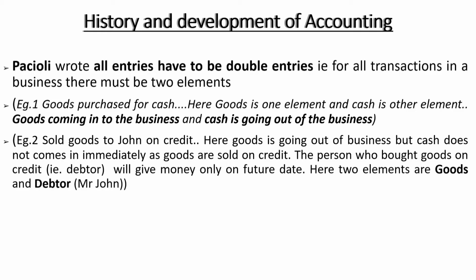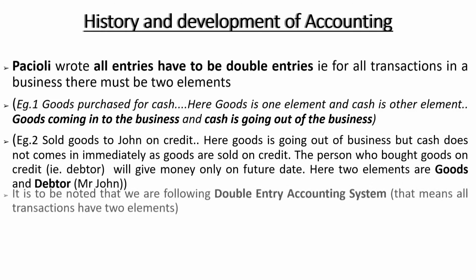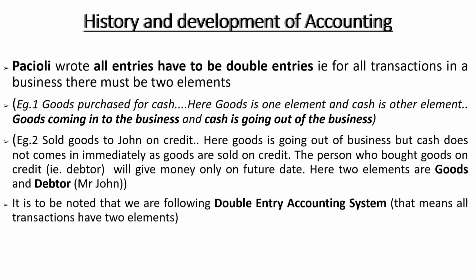So, the important point to be noted is that in the double entry accounting system, all transactions have two elements. The modern accounting system is the double entry accounting system, and in it, all transactions have two elements. Those two elements have to be recorded in the books of accounts.